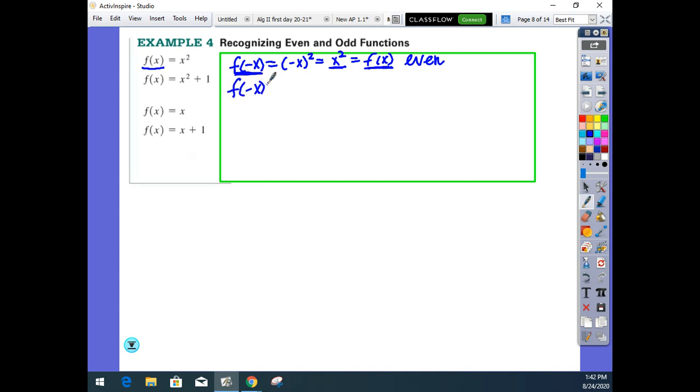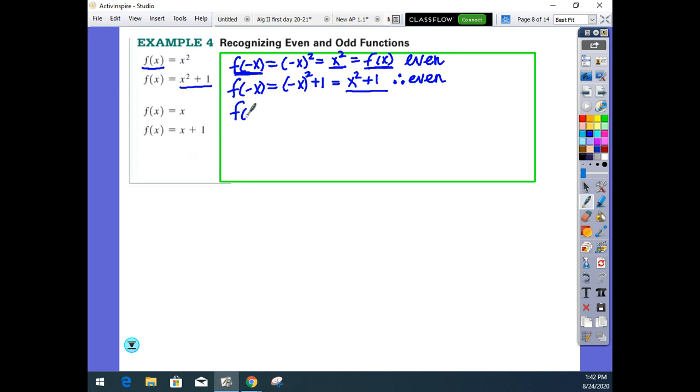So first plug negative x in, negative x squared plus 1. When I square, the negative goes away. This is the same as the original. Therefore, remember those 3 little dots mean therefore, it is even.